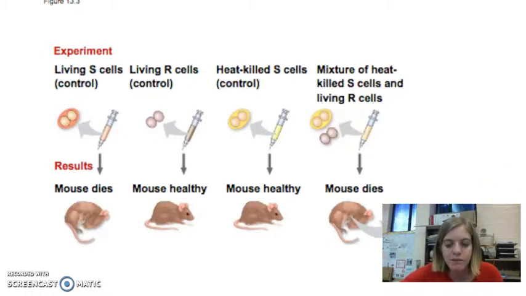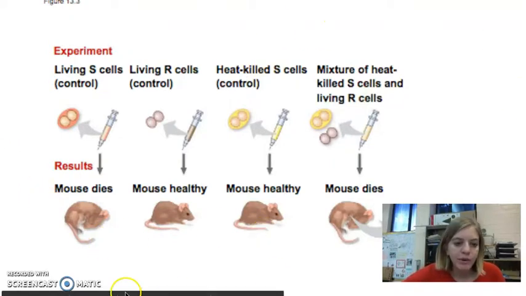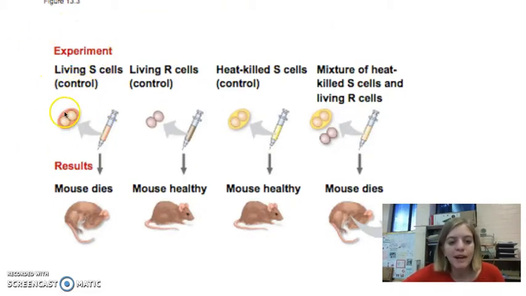So this is just kind of an example of how they might have done such a thing. They have our rats and our pneumonia. We've got our living cells that are pathogenic as a control and living cells that are non-pathogenic as a control. The pathogenic cells inserted into the mouse, the mouse dies. The living cells that are non-pathogenic, the mouse stays healthy. When they killed the pathogenic cells, the mouse was healthy. But when they mixed the heat-killed cells and the living cells, the mouse died. So that's kind of an example of how that experiment worked.